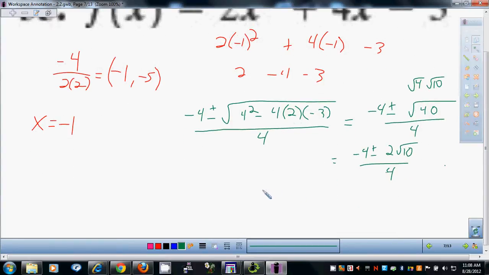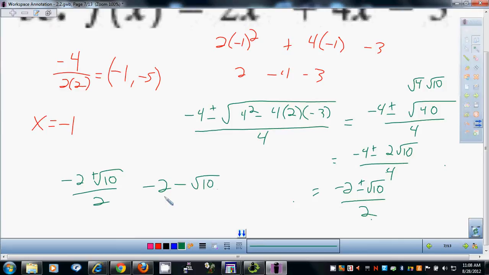But apparently that's not what's going to happen today. -4 plus or minus radical 10 times 2, and you can reduce by dividing everything by 2. Please notice, this is two answers: -2 plus radical 10 over 2, and -2 minus radical 10 over 2. Somebody please punch those in the calculator and give those to me as decimals so I can graph them.